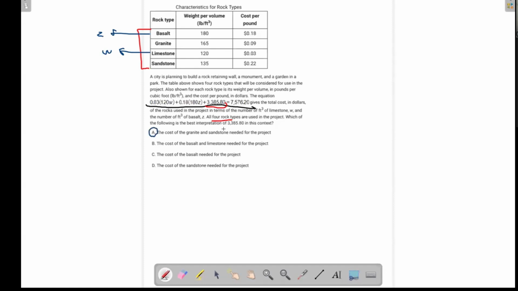And this is just by analyzing the question, seeing that there are 4 rock types, all of them are used, but the only ones with variables in the equation are going to be our basalt and our limestone, meaning that this value right here must be the culmination of granite and sandstone. Is that a little bit confusing? It's okay if it is.